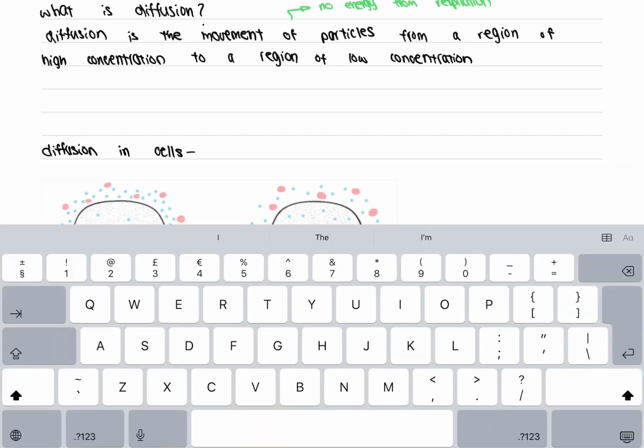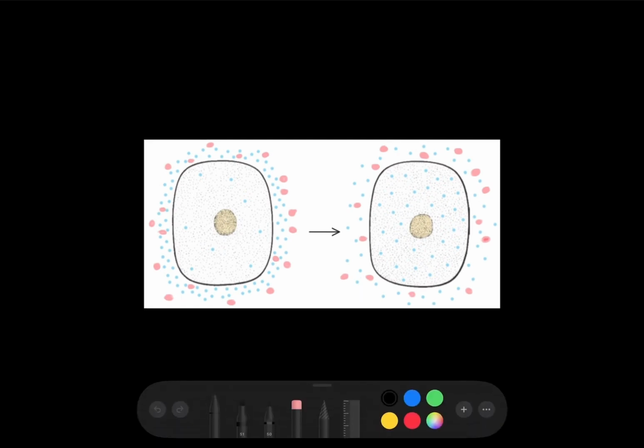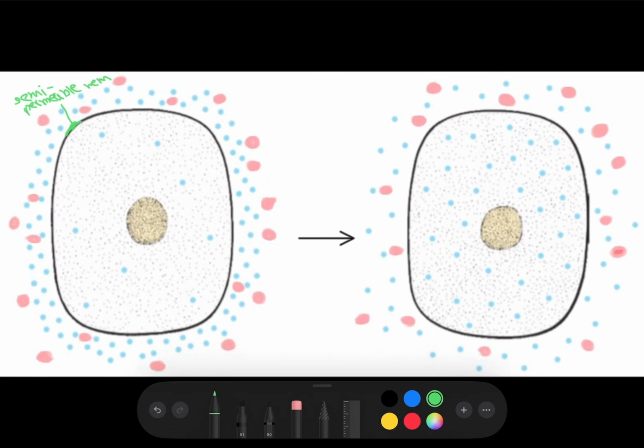So let me just open this. As you can see, cells have this thing which is called a semi-permeable membrane. What it does is it stops some particles from entering the cell, and this all depends on size. If the particle is small enough, it will cross through the semi-permeable membrane and enter the cell. But if the particle is large, it will not cross.